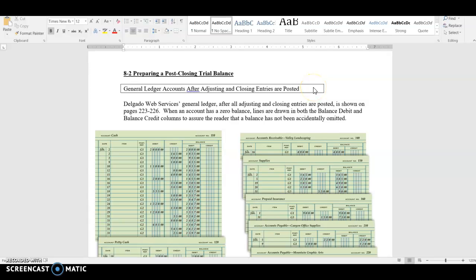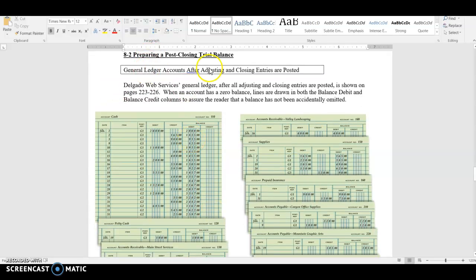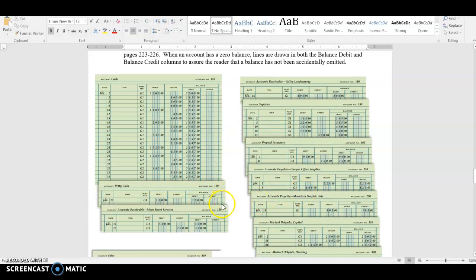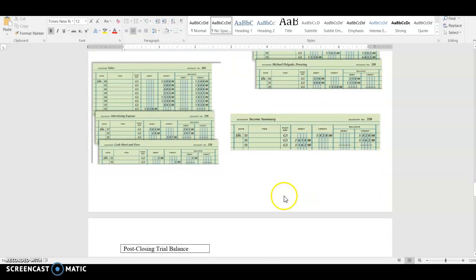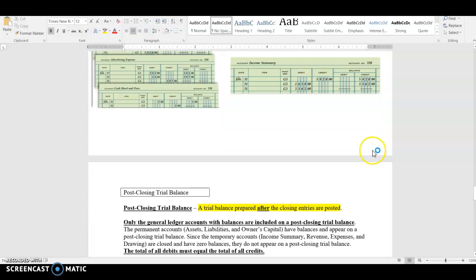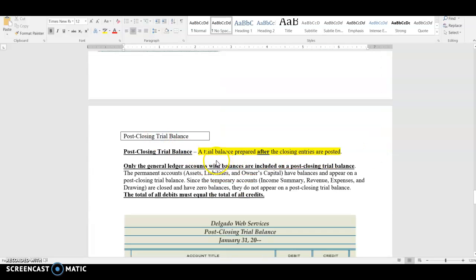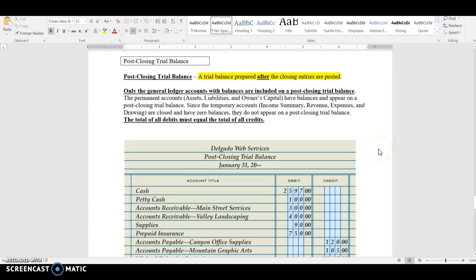In this video, we're going to learn all about preparing a post-closing trial balance in Chapter 8. So the second half of Chapter 8 deals with this. After we've posted all of our adjusting and closing entries, our temporary accounts will have zero balances, but the permanent accounts will still have a balance. In this picture from our notes, if it has a zero balance, there's a dash through the debit and credits. So a post-closing trial balance is just, as it states, after everything is posted, what amounts and what accounts still have a remaining balance.